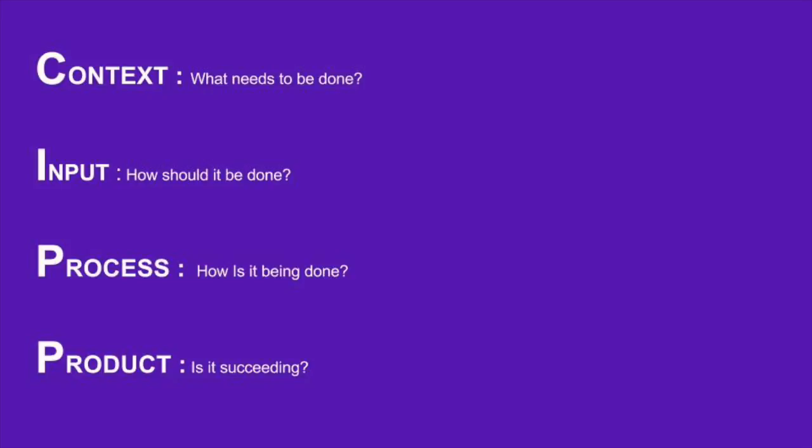The CIPP model of evaluation includes four main components, or four separate evaluation phases: context, input, process, and product. This evaluation begins by investigating the context. What needs to be done? In this phase of the model, evaluators will collect and analyze needs assessment data to prioritize goals and objectives.